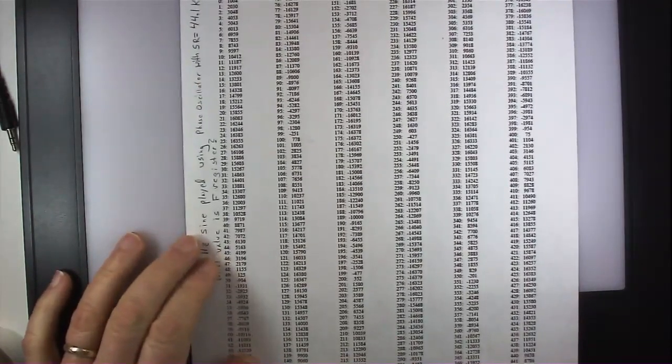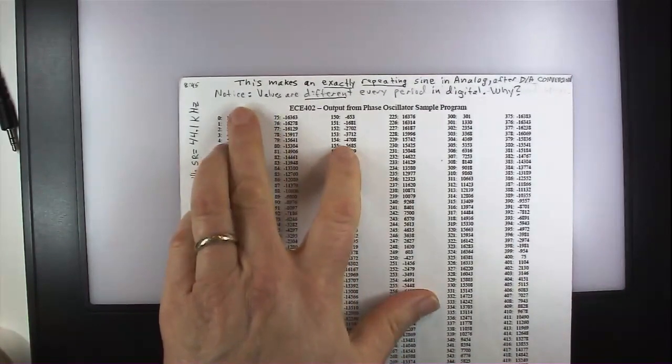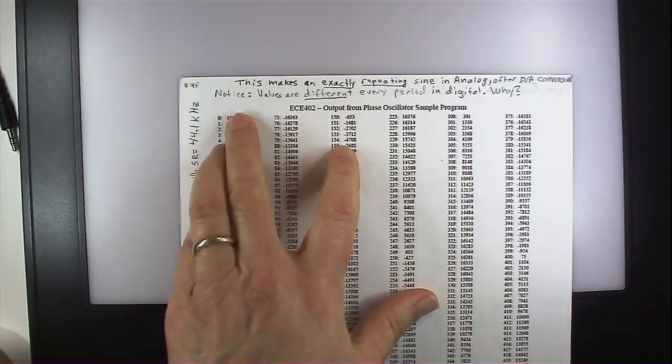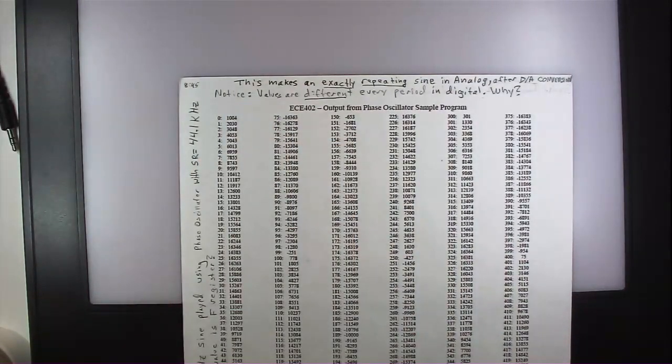It comes from a discussion after class with somebody last semester. So yes, I got to ask you something on the exam. One thing you want to be able to answer in some way is: why are the sample values of each repetition period different every period in digital, when you have exactly repeating things in analog?